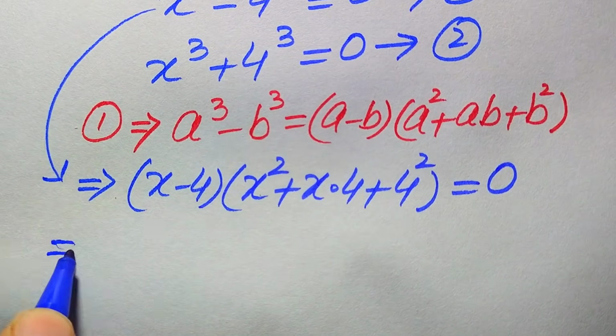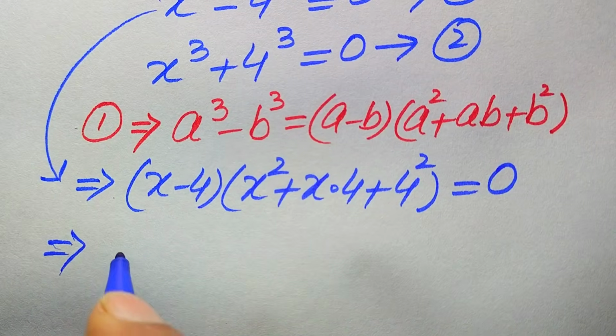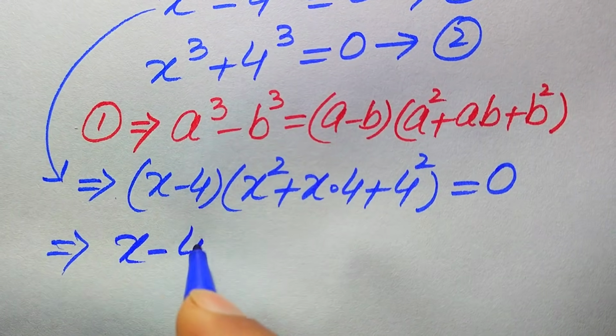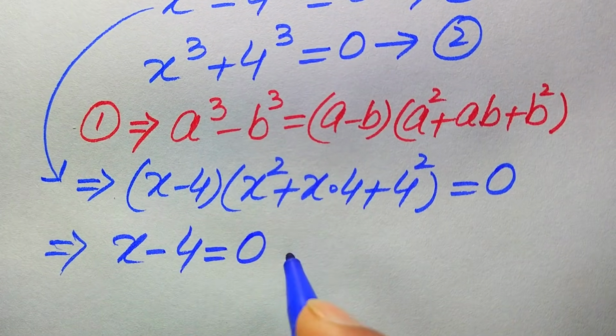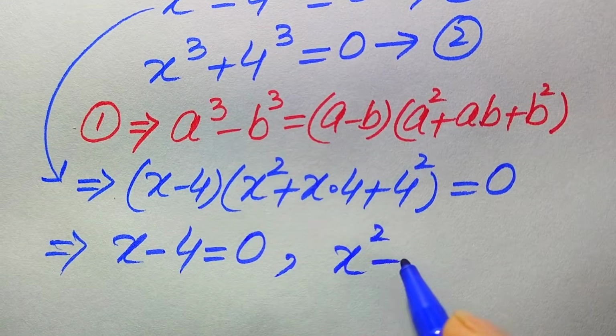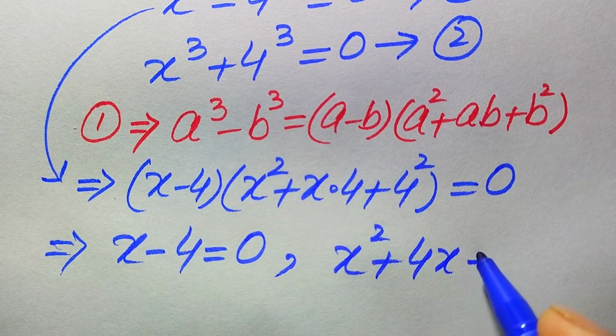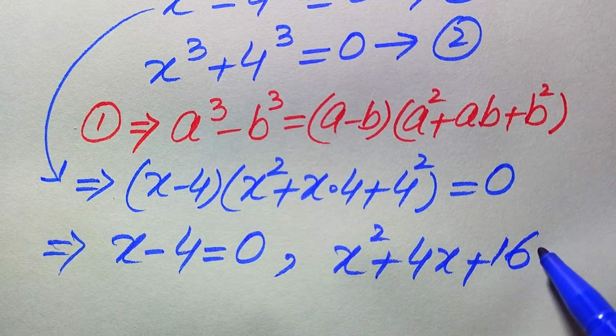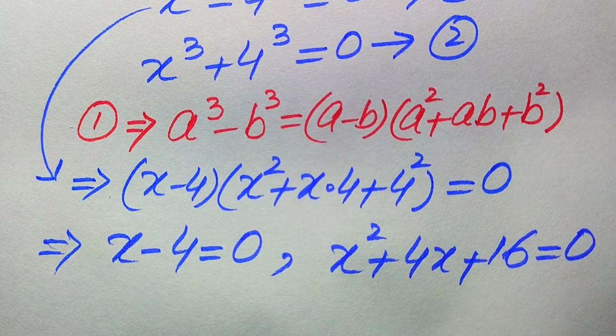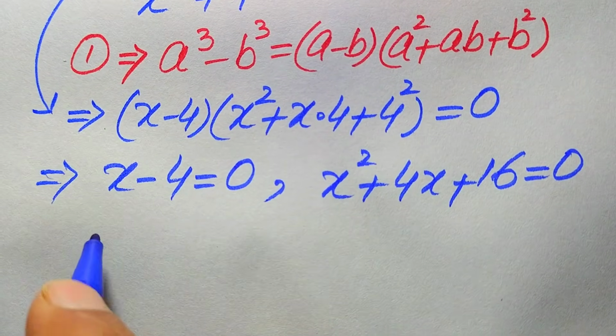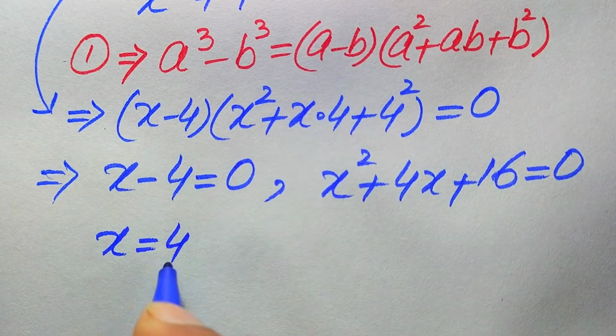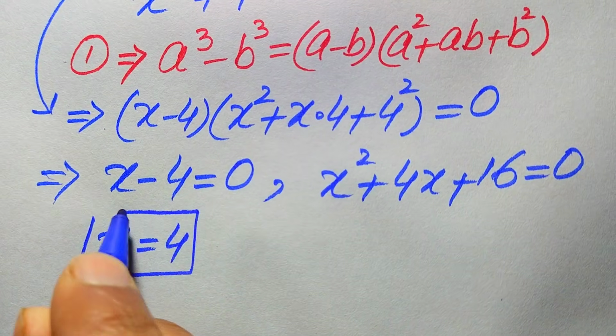And further in the next step we divide this equation into two cases. The first case is x minus 4 equals 0, and the second case is x square plus 4x plus 4 square, which becomes 16, and this whole equation is equal to 0. From here we easily get the first root of the given equation, and that is x equals 4.